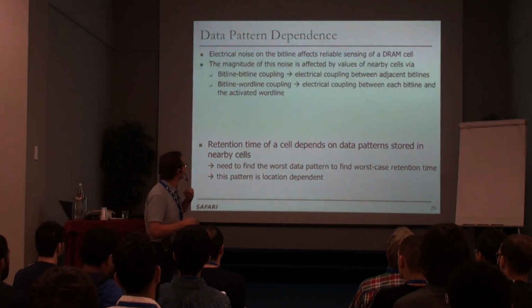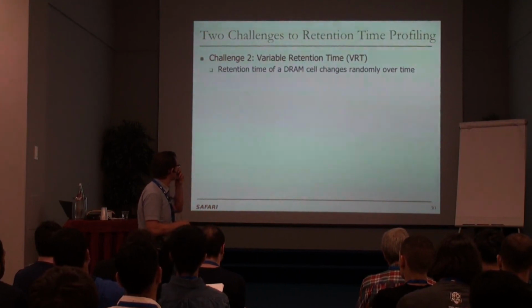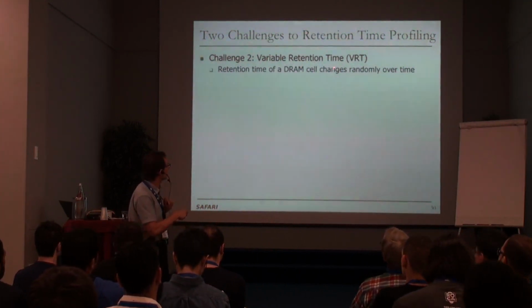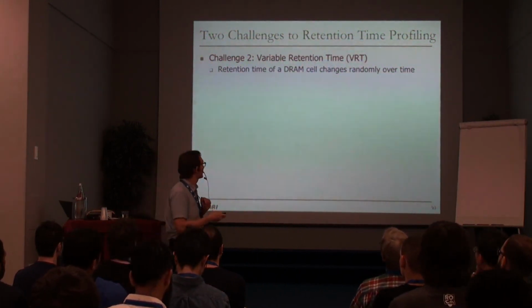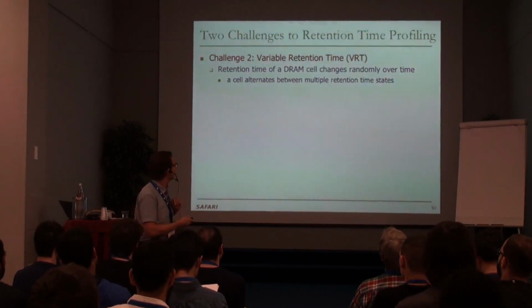Okay, this is hard. But there's something even harder, as we've discussed earlier, which is the variable retention time phenomenon. Basically, the retention time of a DRAM cell changes randomly over time. I've described this earlier, but I'll describe it pictorially. A cell alternates between multiple retention time states.